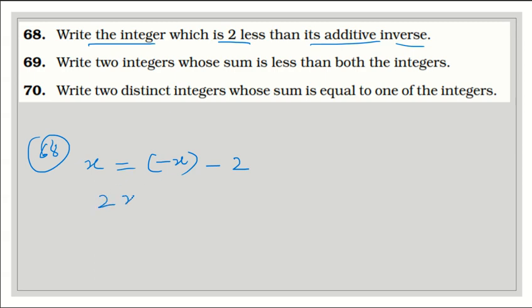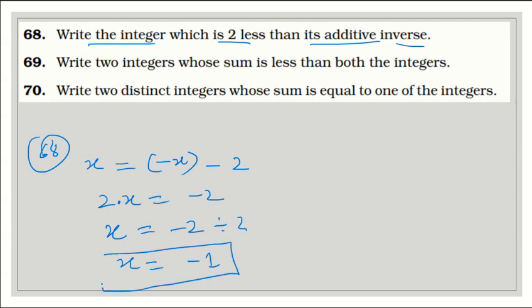Same way, 2x equals minus 2. By taking minus x to that side, it becomes an addend, you have already seen, and 2 is multiplying, if it comes this side it divides. You know how to solve it. So minus 2 divided by 2 gives minus 1. That integer is minus 1. So we can say that's how minus 1 gives 1 minus 2.